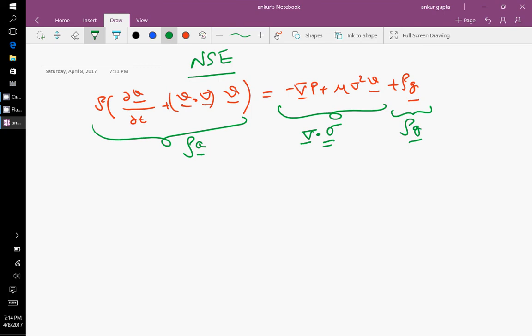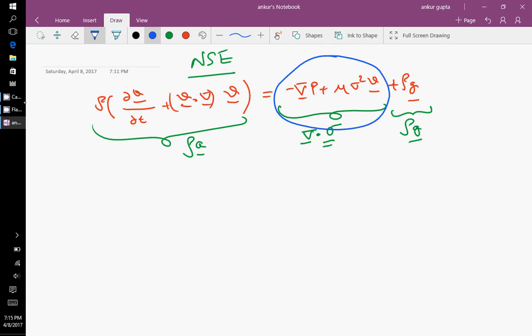So this is something we have derived in class. We have also uploaded a video which goes into detail about each term. So if you're unfamiliar, please go ahead and go through the notes and the video. But what we want to focus on in this video is this term, minus grad p plus mu del square v vector.